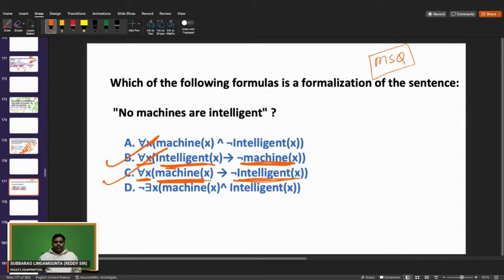Check one time. No machines are intelligent. If it is a machine, it cannot be intelligent. If it is intelligent, it cannot be a machine.